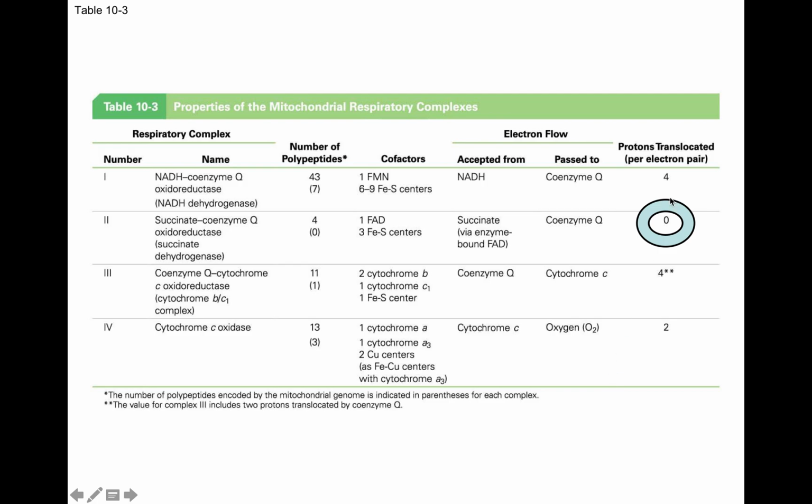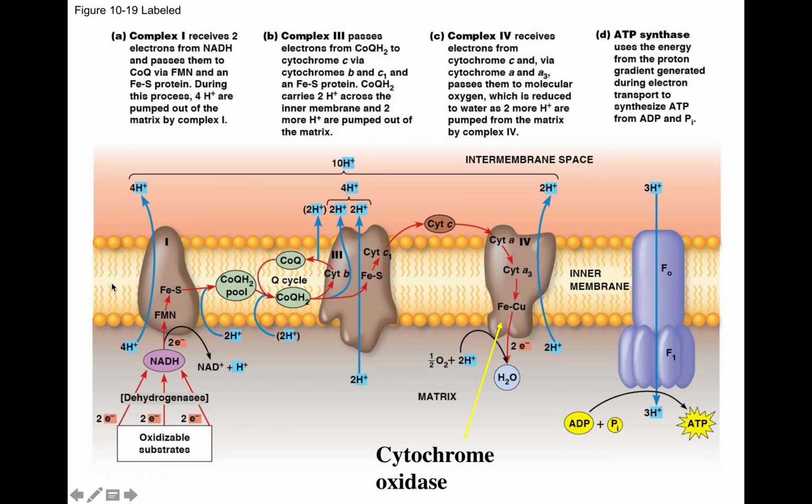So again, complex 2 is different. Complex 2 only accepts electrons from FAD. That's the only way FAD enters the electron transport chain. And in the NADH pathway, you go from complex 1 to 3. That's what's depicted here. You see there's no complex 2 on this diagram.